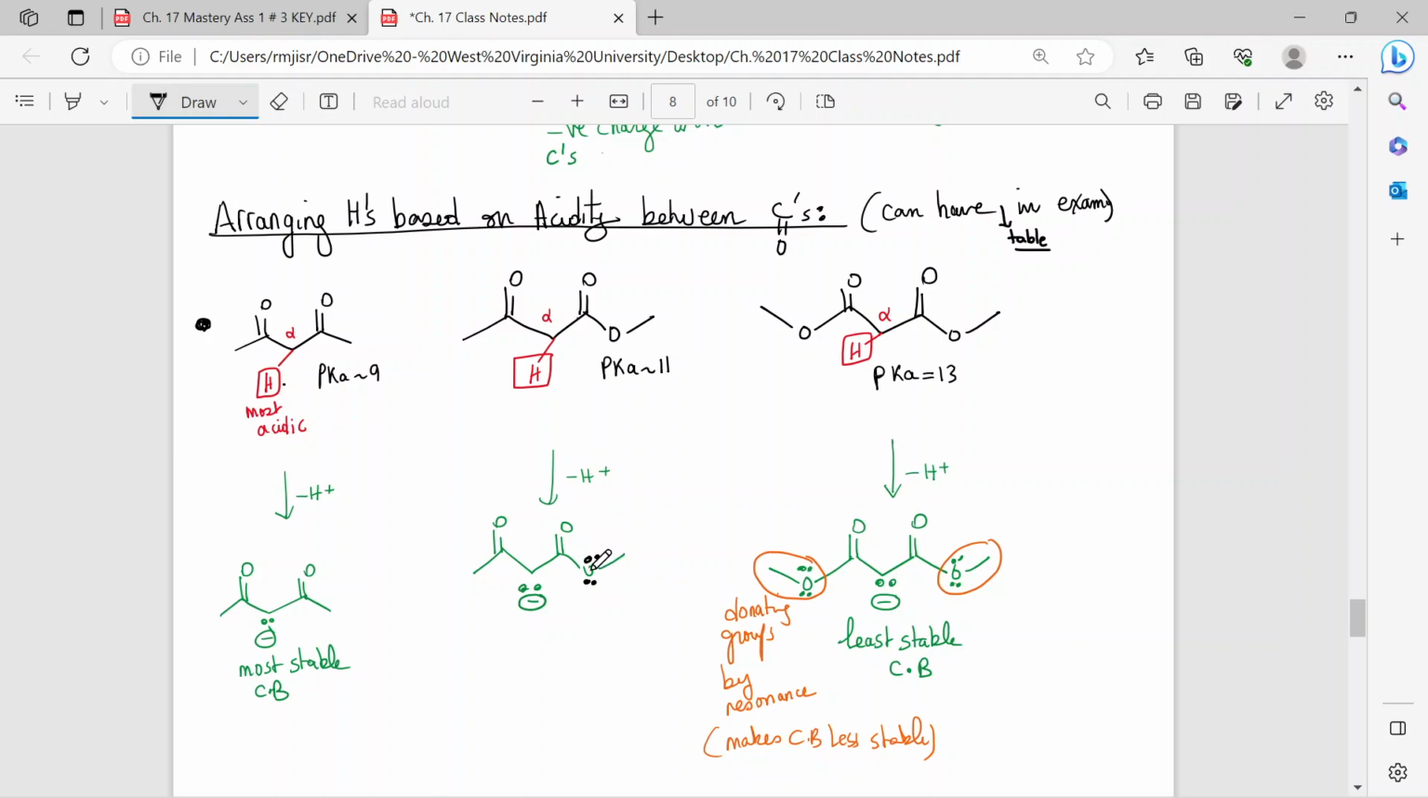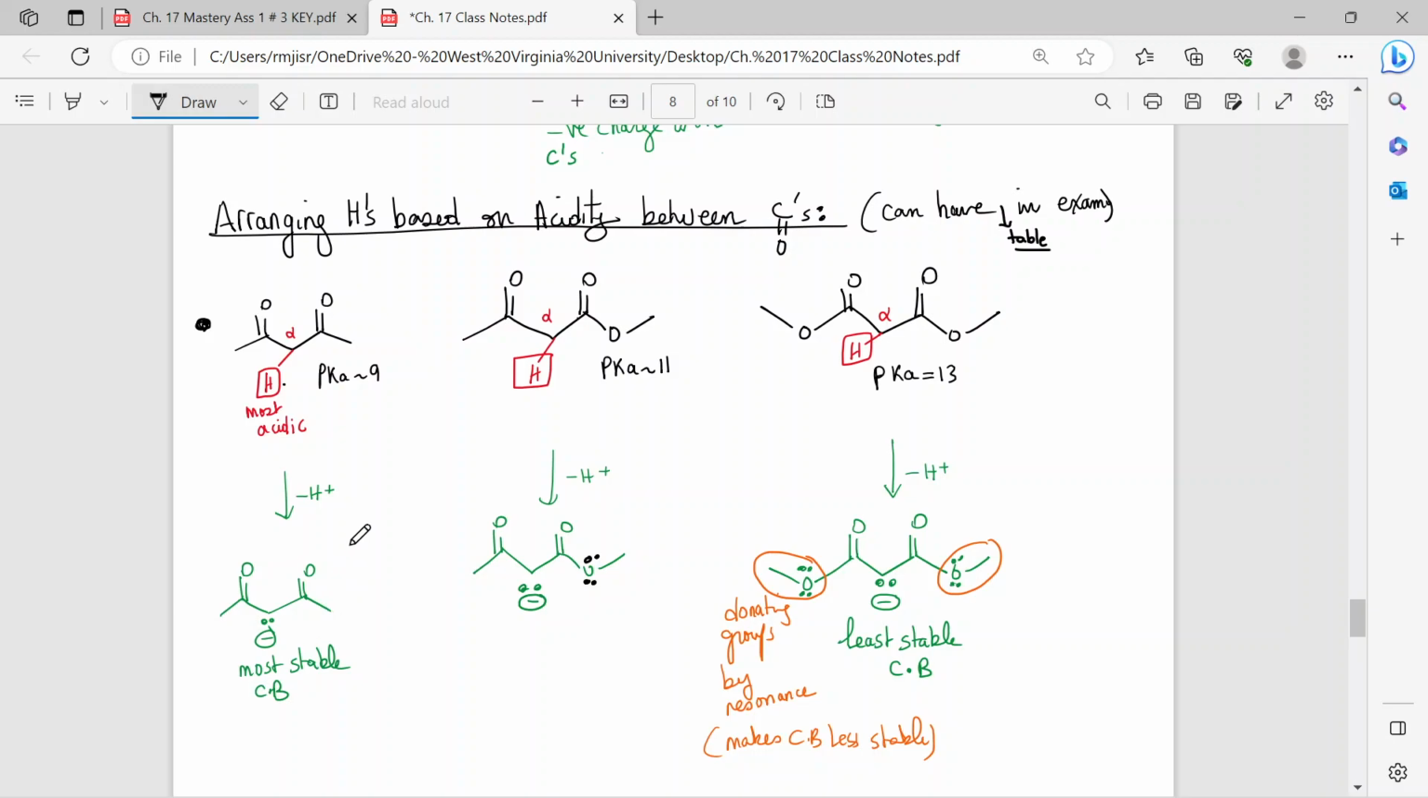Here I do have one oxygen that can donate electrons by resonance to the negative charge, decreasing again the stability. And this explains why the pKa here is less. Here I don't have any electron donating group, so no group to donate electrons. That is going to make a stable conjugate base.